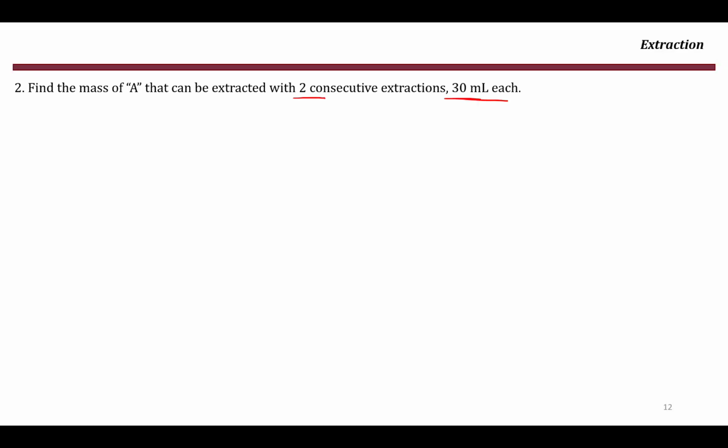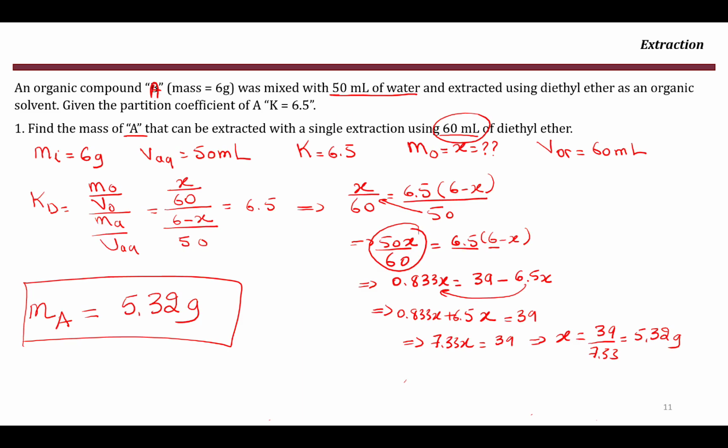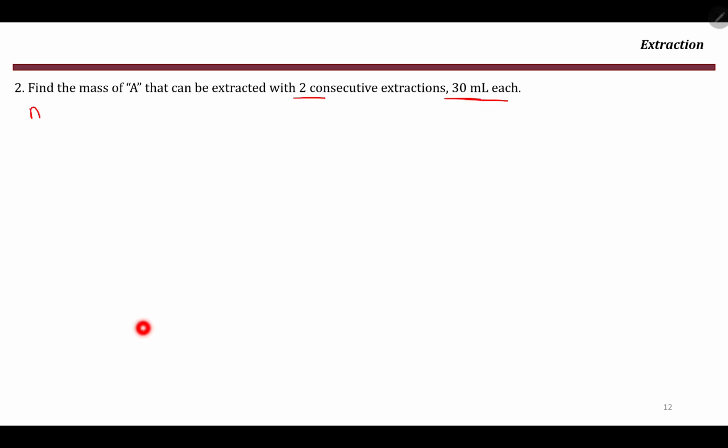So we are going to continue the same problem that we talked about before. Remember from the previous slide that mass initial is equal to 6 grams, volume aqueous is equal to 50 milliliters, mass organic is the unknown, volume organic is 30 milliliters now, and the KD value is equal to 6.5. So again, I'm going to do the same calculation which I did before.